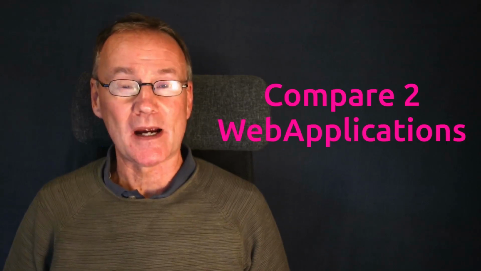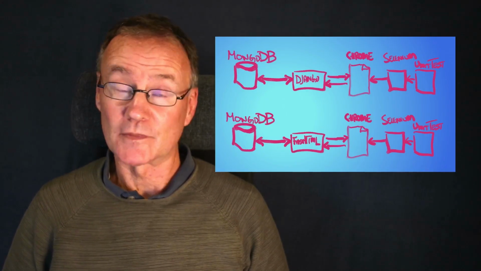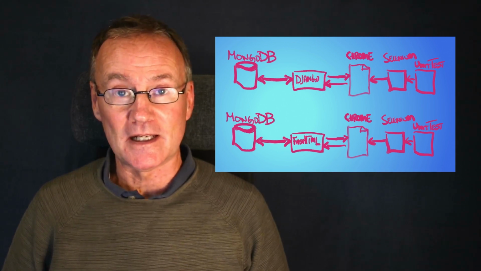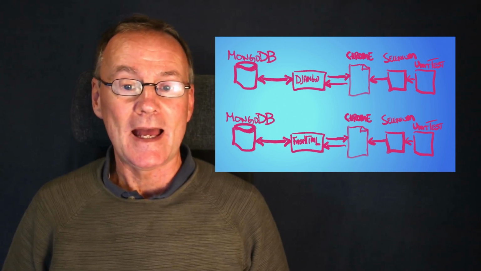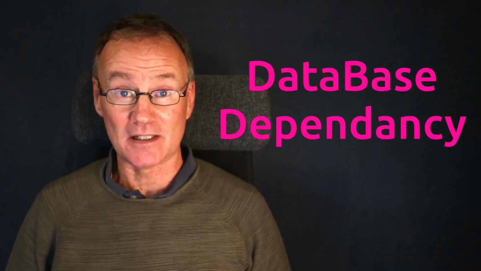How do we compare two web applications? We can set up two application streams, from database to application, browser, Selenium browser controller, and a repeatable unit test suite. But if we're using different components in these streams, how do we know that the results belong to the applications themselves? So how do we eliminate the database dependency?